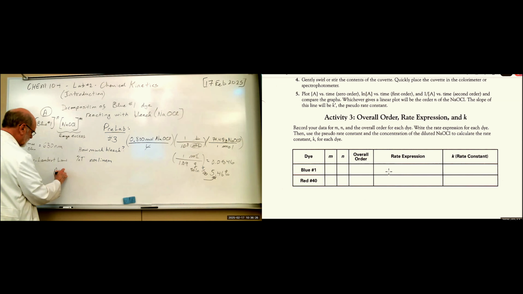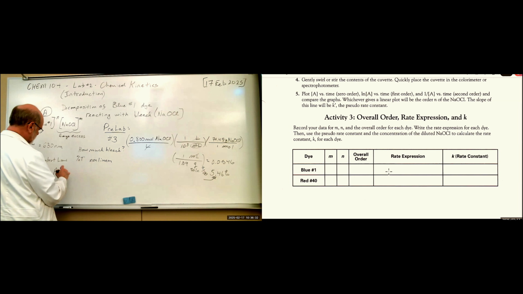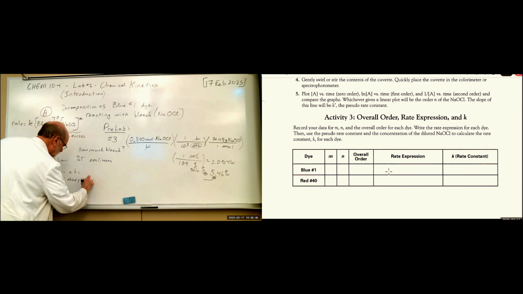So absorbance is equal to several factors. I like to say absorbance is A, B, C. A is the absorptivity of your chromophore. That is whatever absorbs the light. We don't know what that is. Well, you can't look it up, but we don't need it. B is the path length. In your case, the path length is 1 centimeter. And C is the concentration.